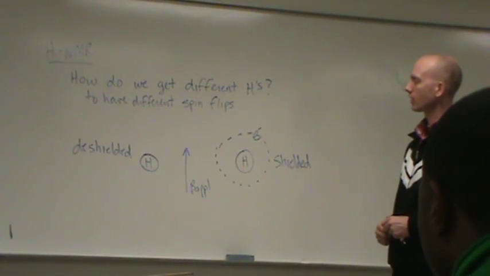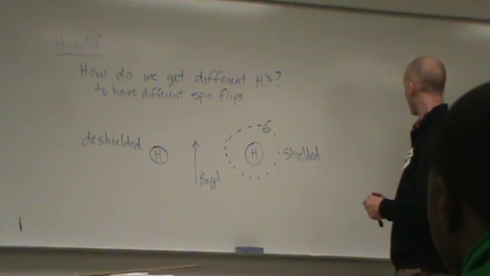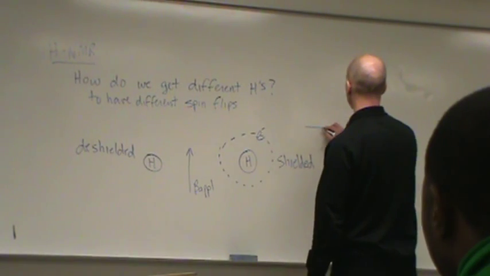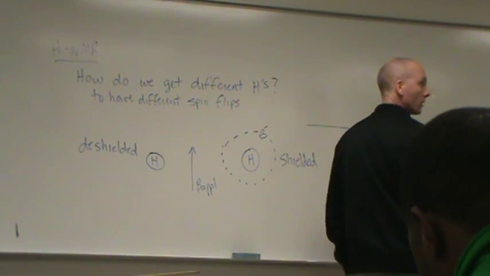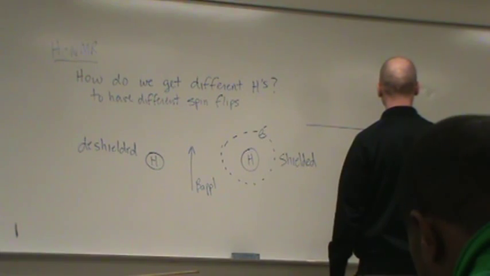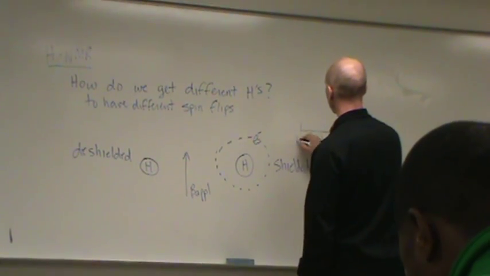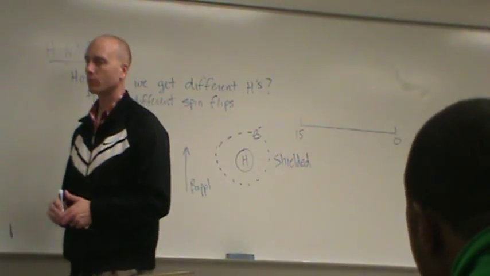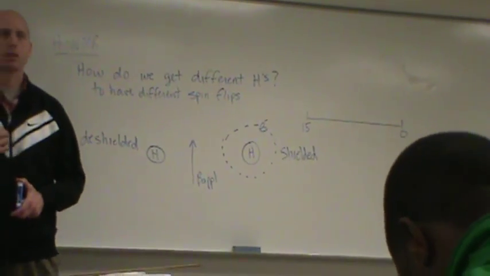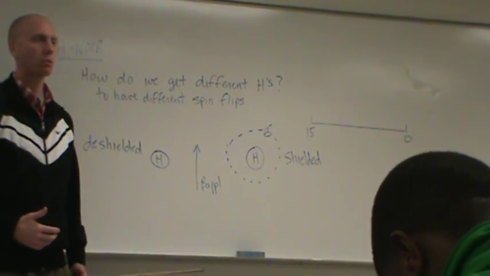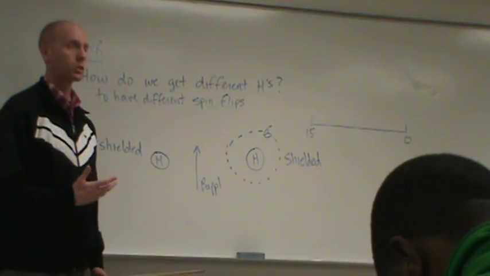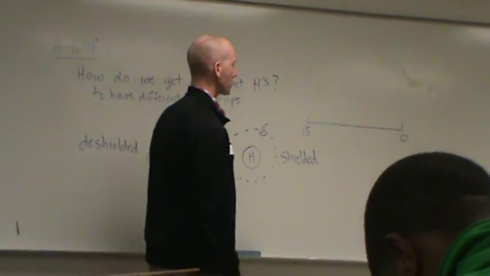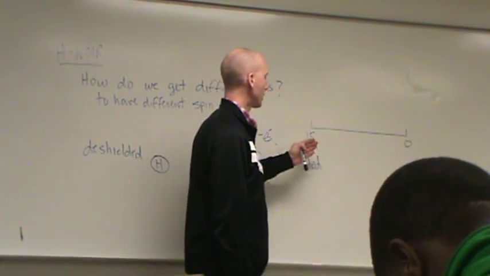So over here, let's draw our NMR spectrum. This is the plot where our peaks are going to show up. And they're going to show up between the numbers of 0 to 15.